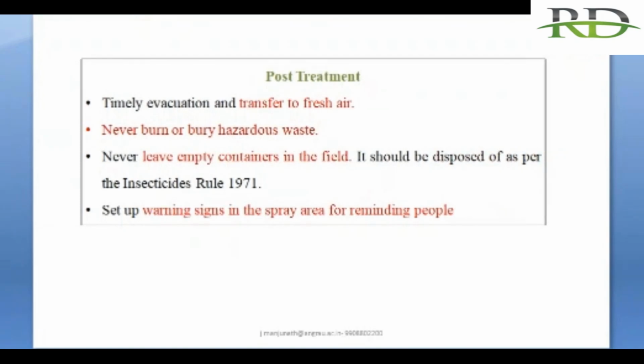Next. After application, we observe the evacuation of the place we sprayed, and the empty container should not be reused. This is very important. The Insecticides Act rules of 1971 are very strictly followed during application.